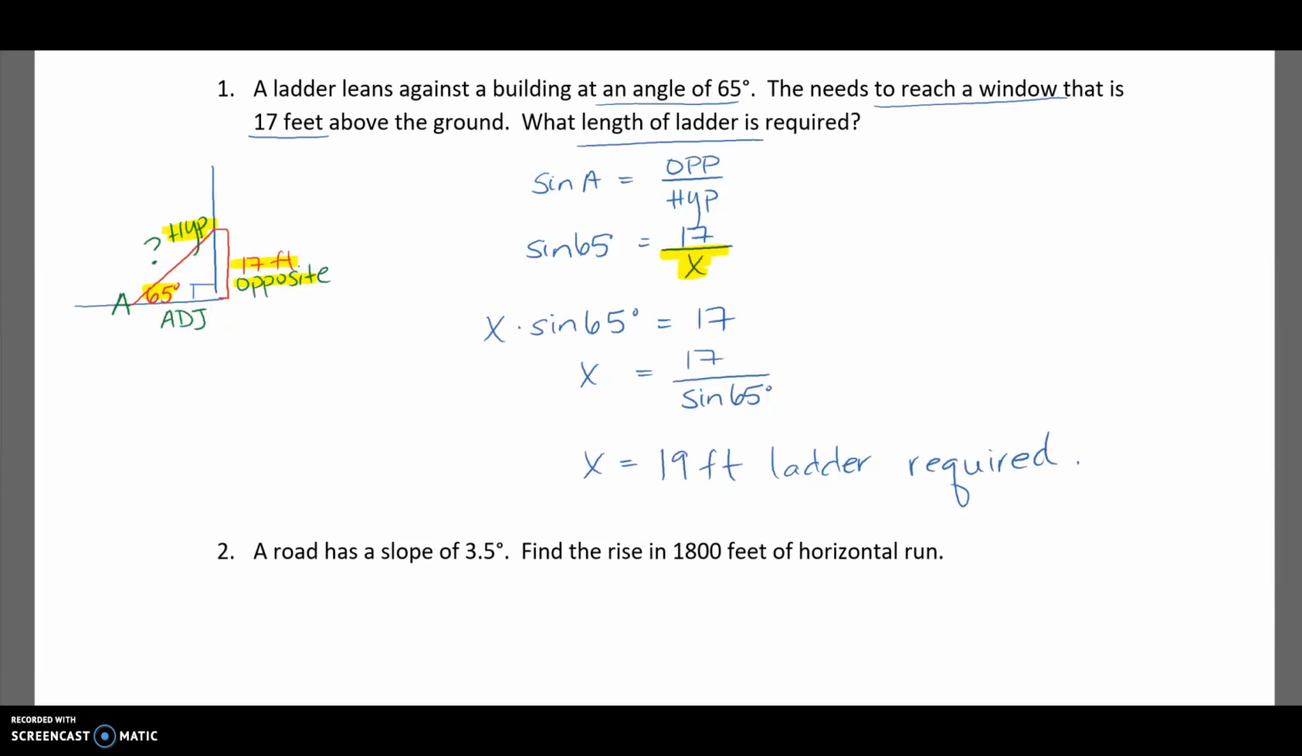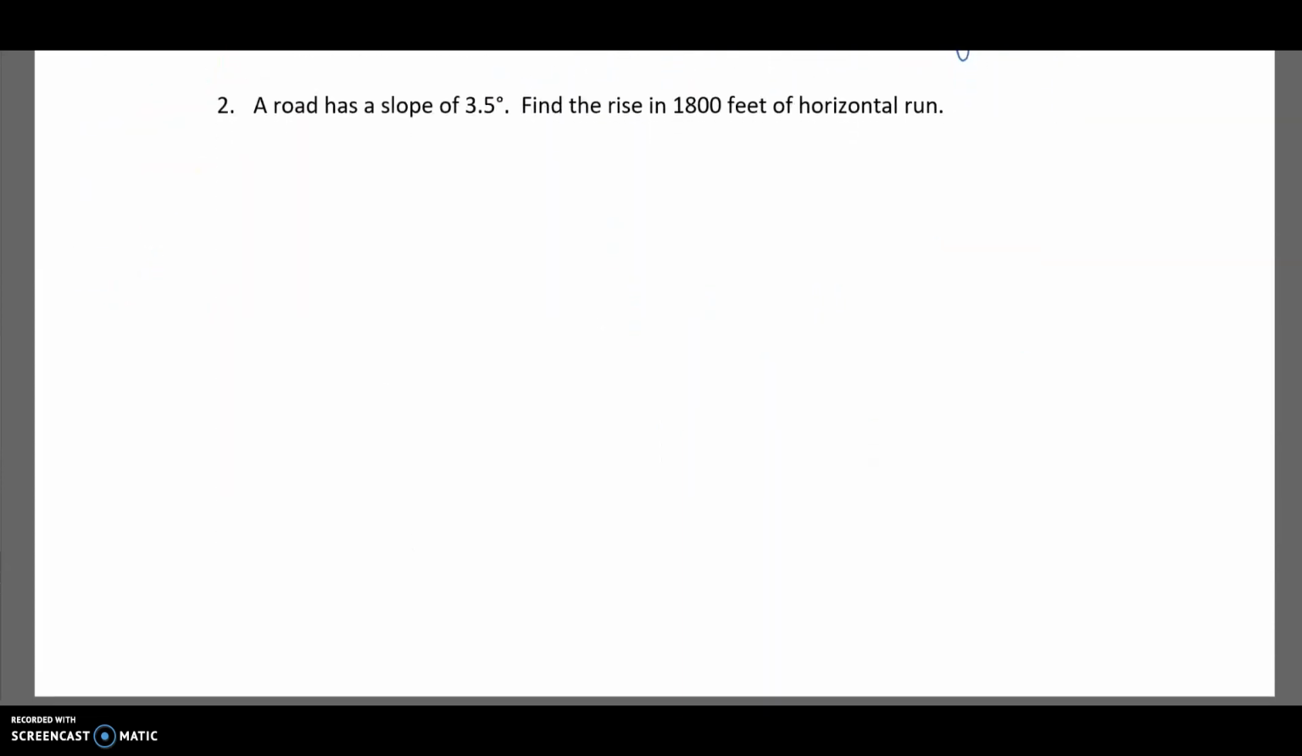Let's look at the next example. Here we have a road that has a slope of 3.5 degrees. We want to find the rise in 1,800 feet of horizontal run.